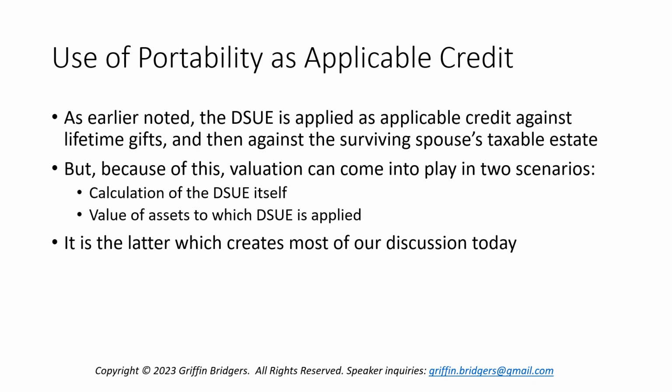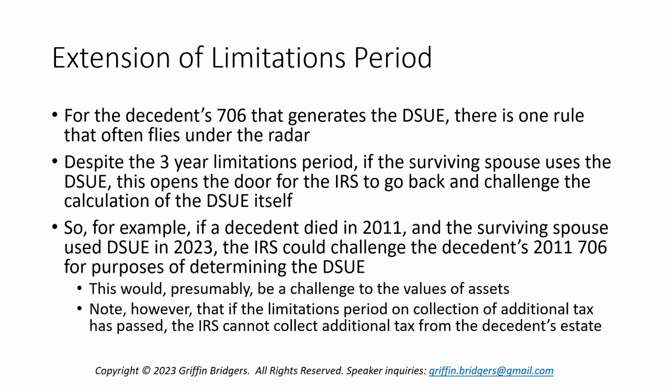However, when it comes to the calculation of the DSUE itself, we're going to find out that the limitation period becomes very open-ended, because this has a downstream tax effect. So what the IRS says under the regulations is we have, as long as that DSUE is used, this unlimited limitations period to go back and review the calculation of the DSUE itself. Most often, their incentive and their goal there would be to decrease the DSUE available to the surviving spouse. So, for example, that 3-year limitations period doesn't apply here for the DSUE purposes itself.